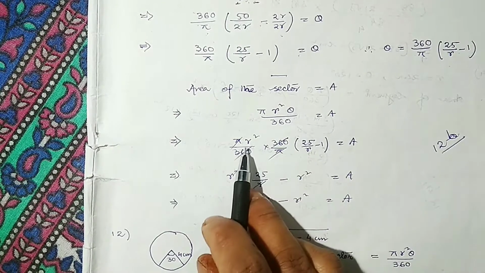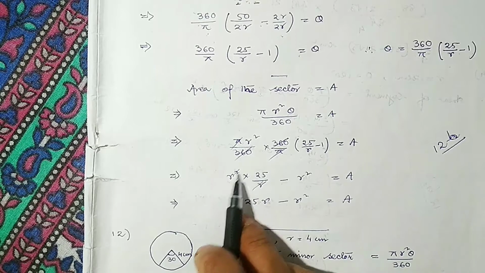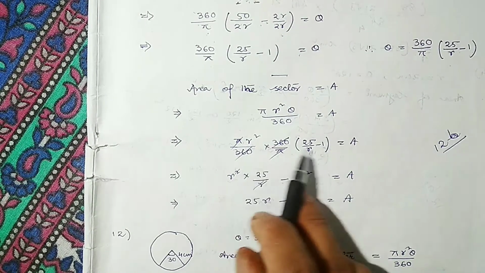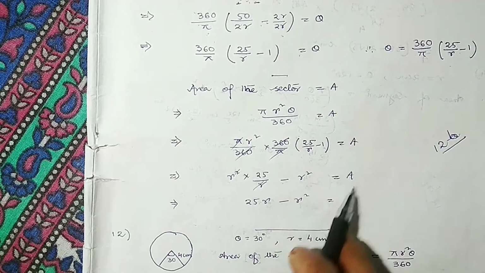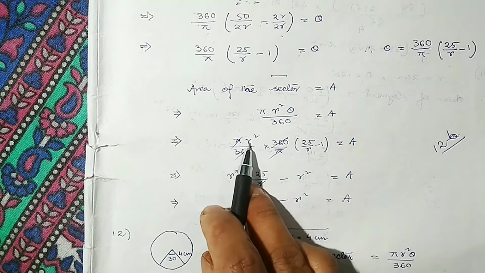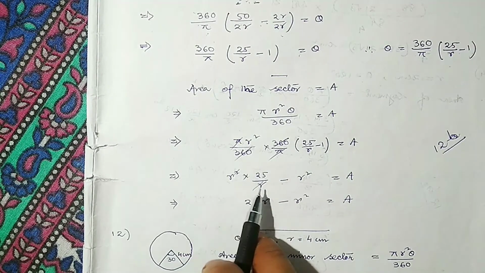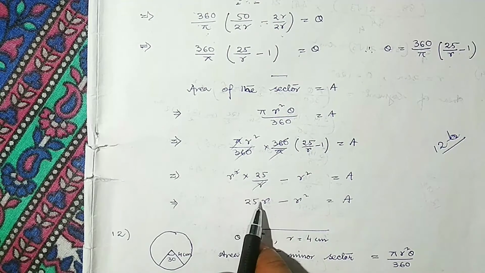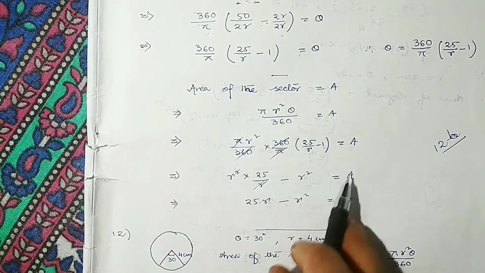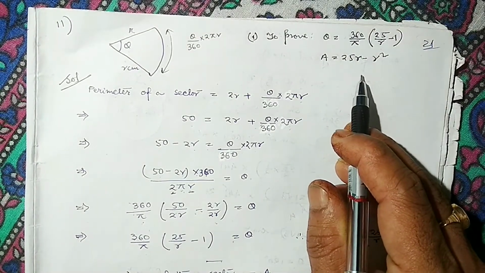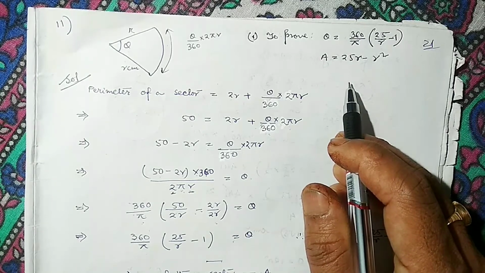Now if I multiply r square and this, we get r square into 25 by r minus r square into 1, equals a. Clear? So r square and this term is multiplied, r square and 1 is multiplied. R square and r, one of the r can be cancelled, so we are left with 25 r minus r square equals a, and this is what we are to prove, that area of the sector is 25 r minus r square. I hope this sum is clear.